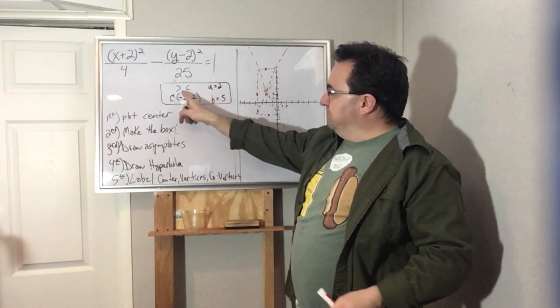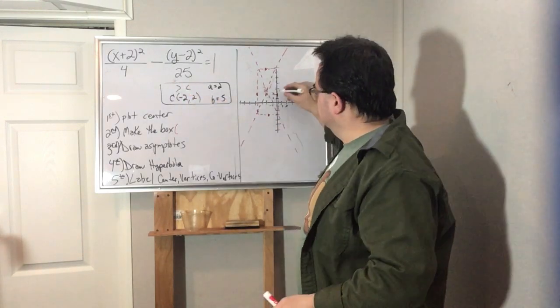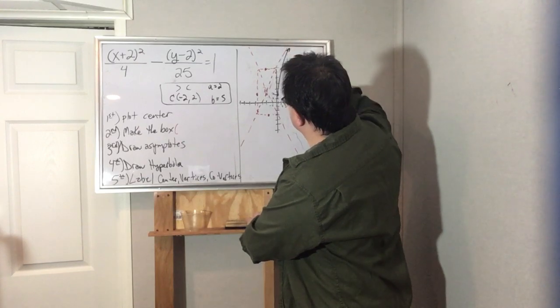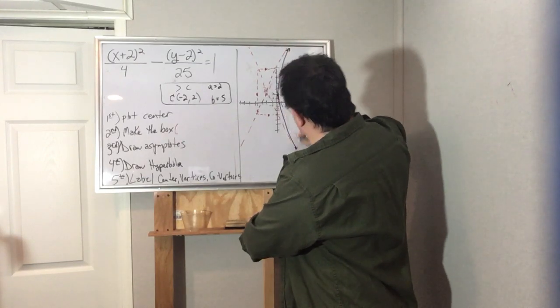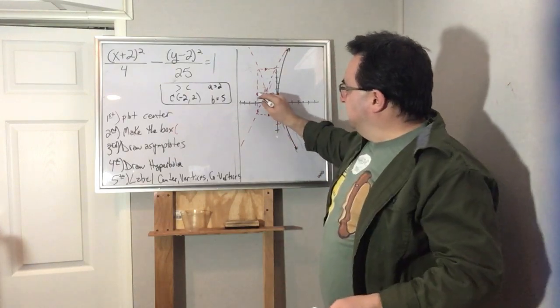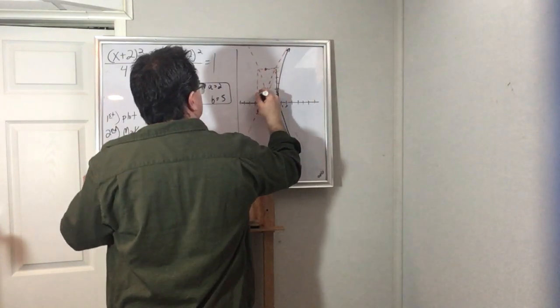So how does it open again? It opens left and right. So from this dot, I'm going to shoot towards the axis. This is totally the opposite of what I want to do, but it'll work. And then over here, I got to do the same thing.